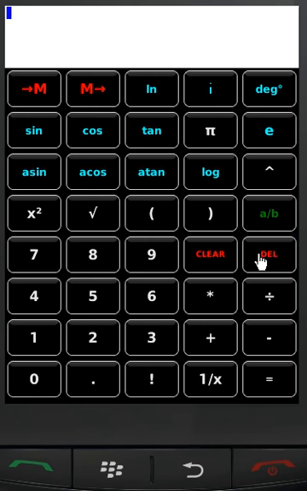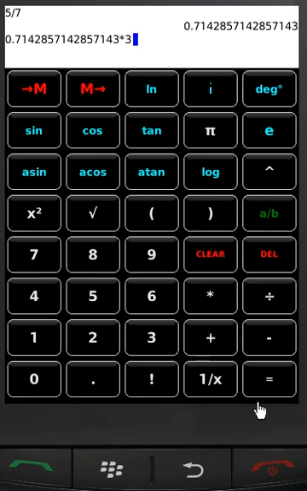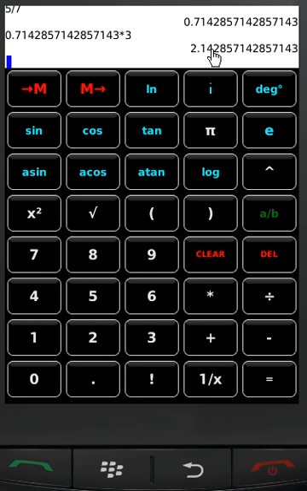Most of these are pretty common. If I want to change something into a fraction, let's say 5 divided by 7, we know that's a nice decimal number. Let's multiply it by 3, and you'll see we get a nice answer here. If I want to change that back into a fraction, I click this button right here. You see that changes it back to a nice pretty fraction for me.